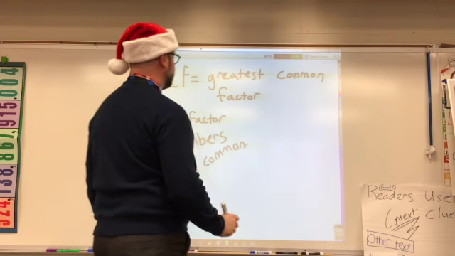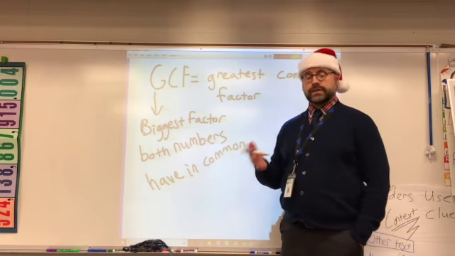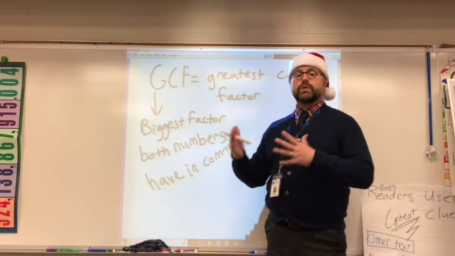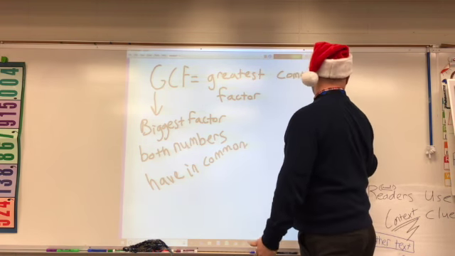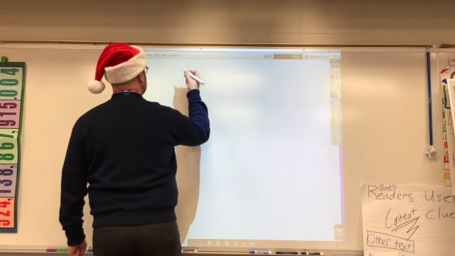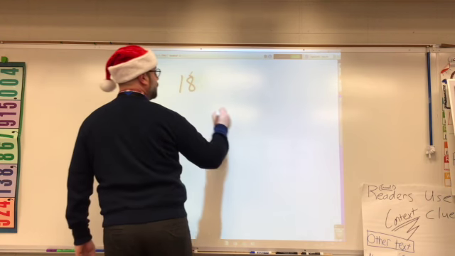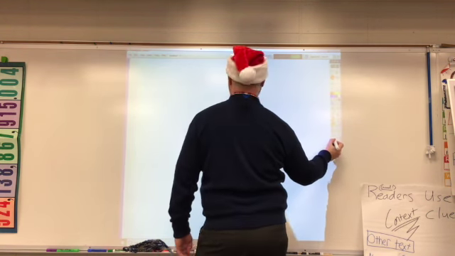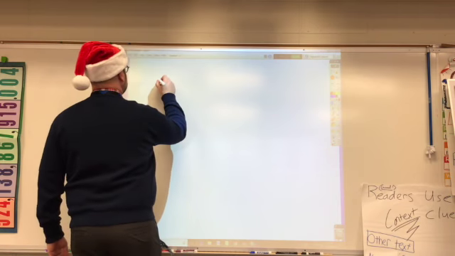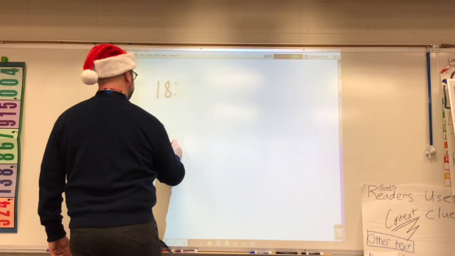Okay. So you're going to be looking at the factors for 2 numbers, and you're going to find which one is the biggest one they have in common. So what do they have that's the same? Let's look at the numbers 18 and 9, okay? It's going to look like this. There's 18, and let's do 9.